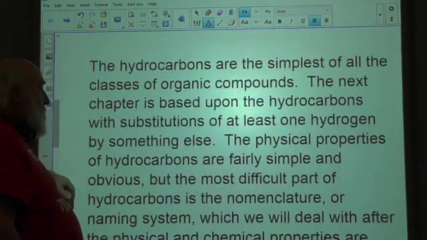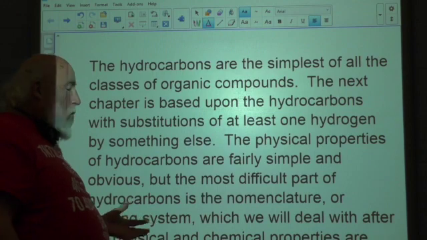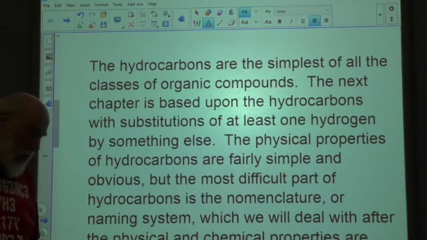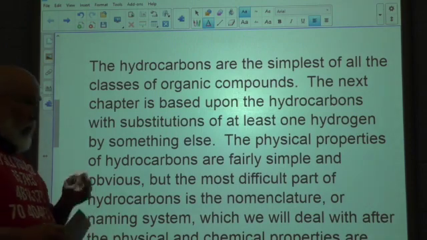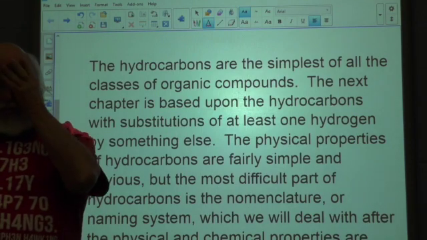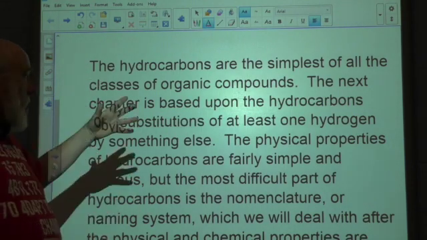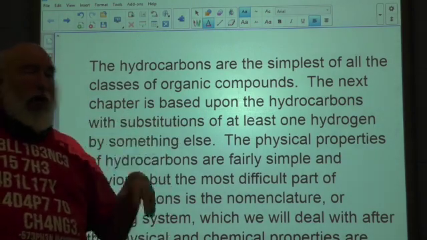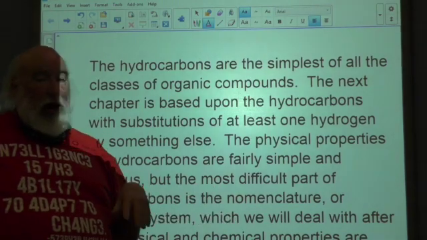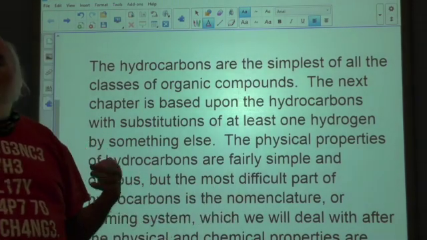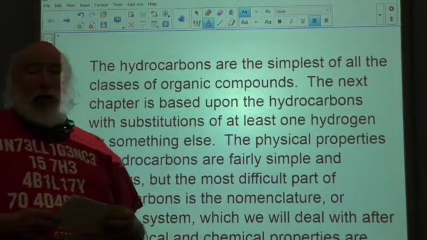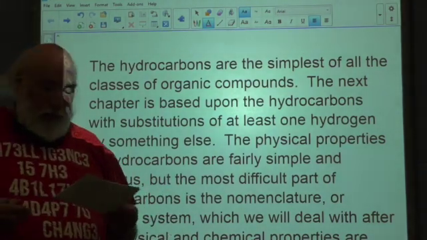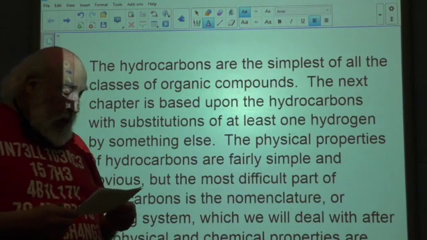Alright, so like I said, these are the simplest ones, and when we deal with organic chemistry, we're going to be looking at three areas. Physical properties, like for hydrocarbons, most of them are mainly, if not completely, nonpolar, and that has ramifications in boiling points and freezing points and densities and more.